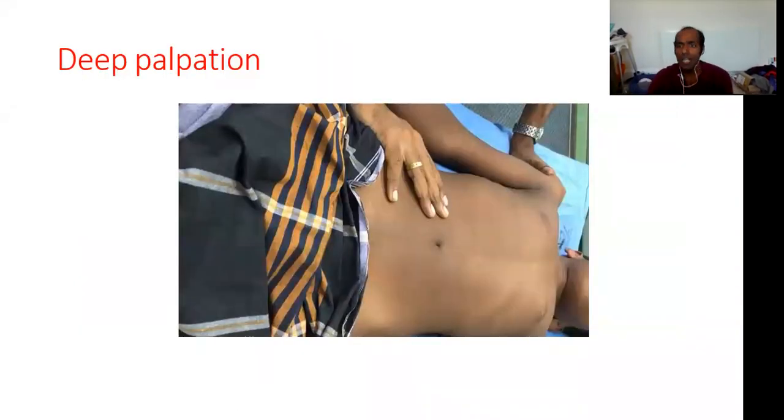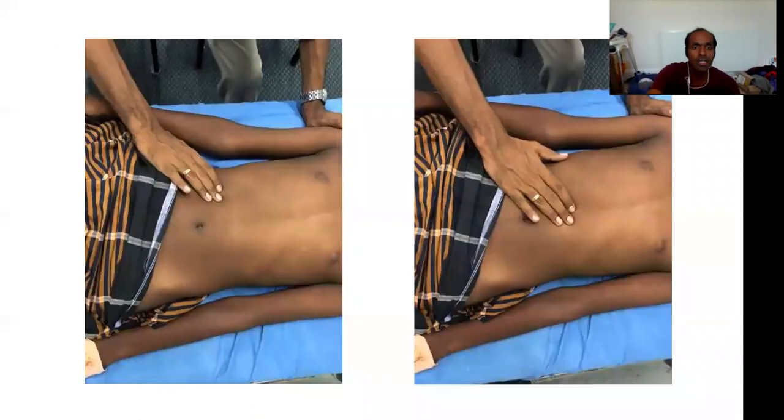Right. So once you finish the quadrants, remember the quadrants: the iliac fossae, epigastrium, hypogastrium, right hypochondrium. All these quadrants you will examine. Okay, and once you finish that, we go on to a deep palpation.